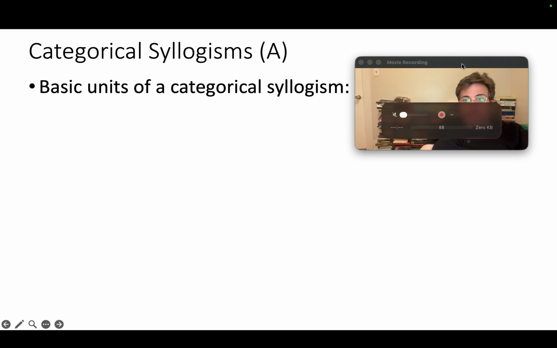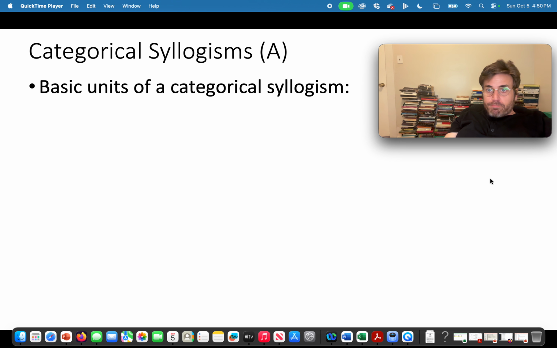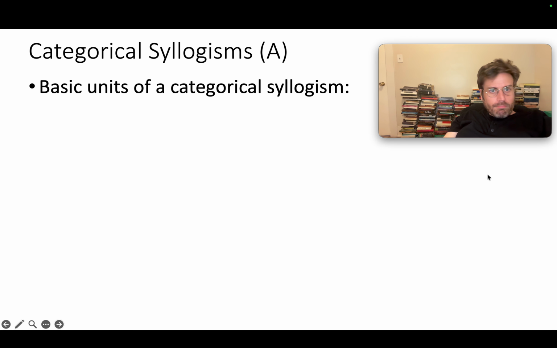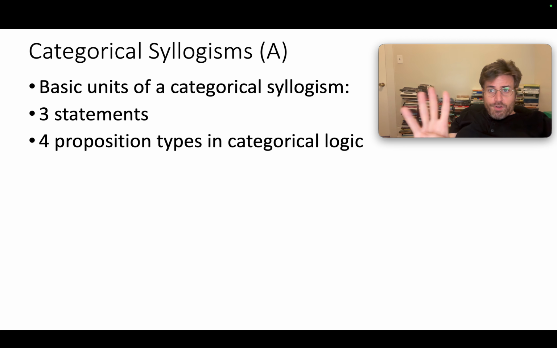Okay, so what are the basic units or the basic ingredients, as it were, of a categorical syllogism? First, we should say there are 3 statements, right? 3 sentences, and they have to be complete sentences. We have our 4 types of categorical proposition: A, E, I, and O, universal affirmative, universal negative, particular affirmative, and particular negative. By now, those should be completely automatic for you. Those should be things you can rattle off in your sleep.